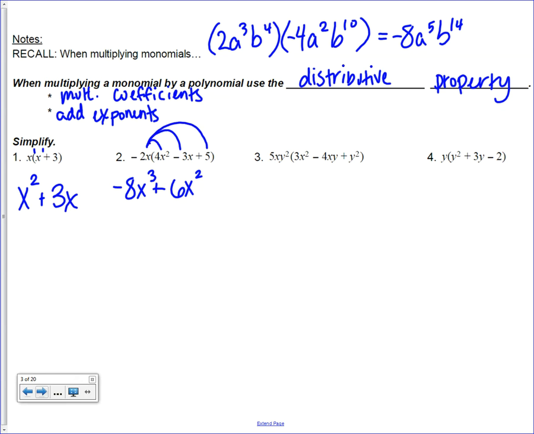Negative 2 times 5. How about negative 10? And then how many x's will you get there? Just one x on that. How are we doing with that distributing? So, everybody see how fast this is going to go, right? It is easy.